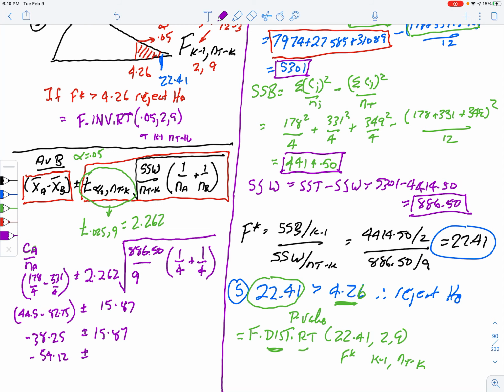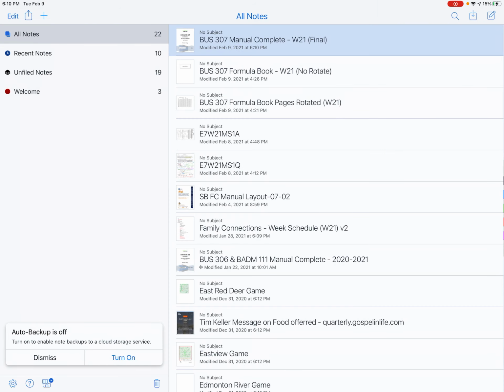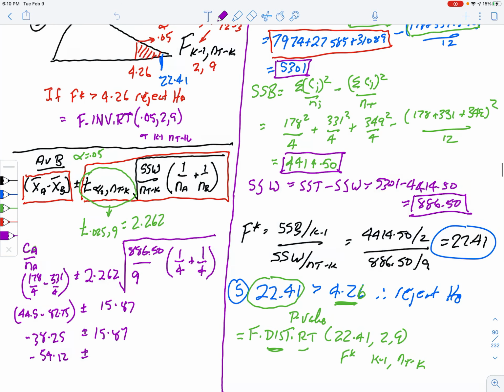Plus or minus a margin of error. Oh, sorry, that was the margin of error. Sorry, that was the lower bound, and then the upper bound is minus 22.38. Okay, and we can write this as a probability statement that goes like this.